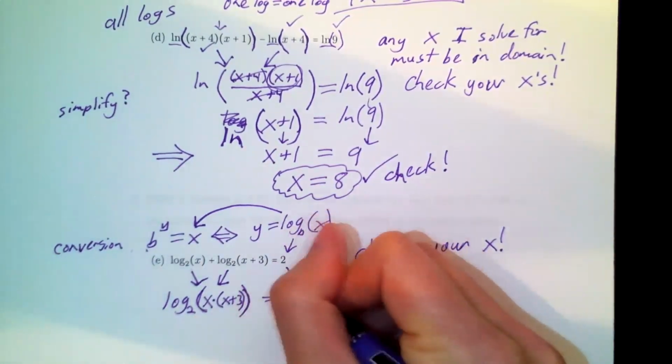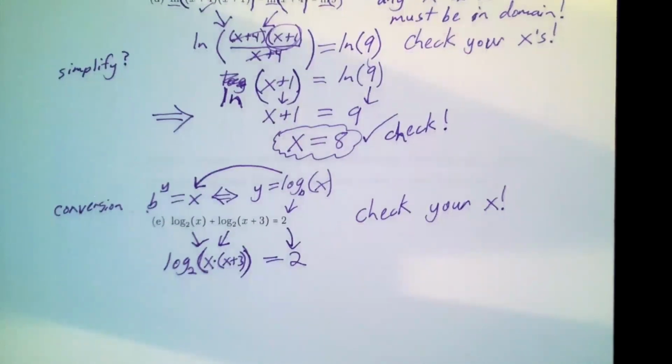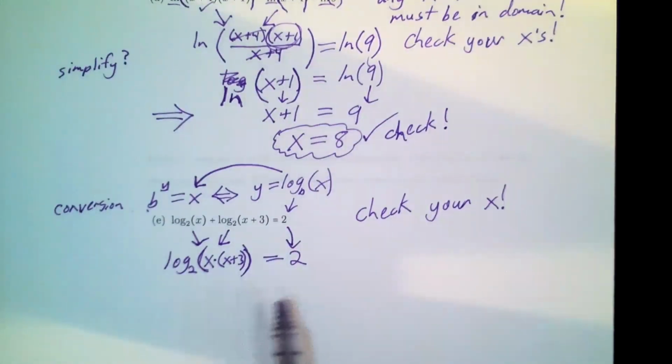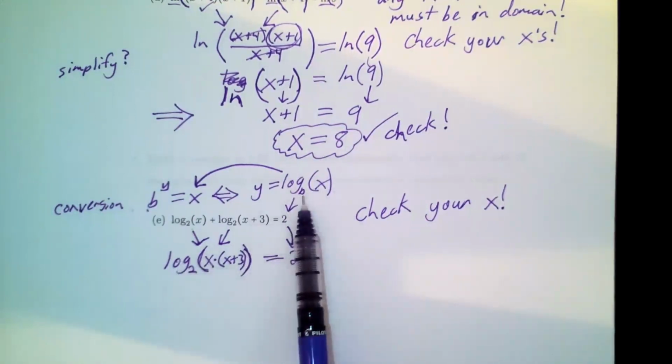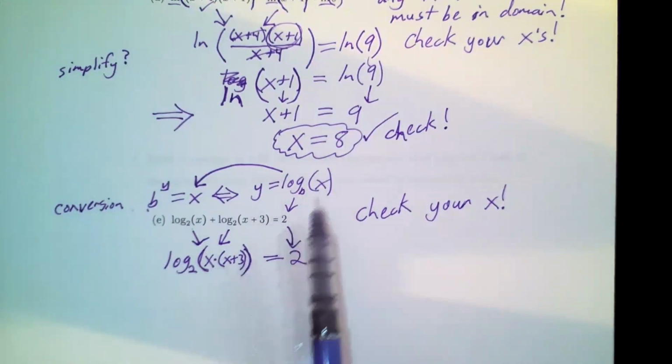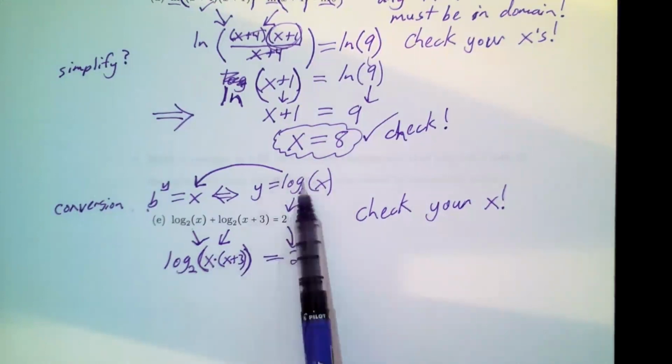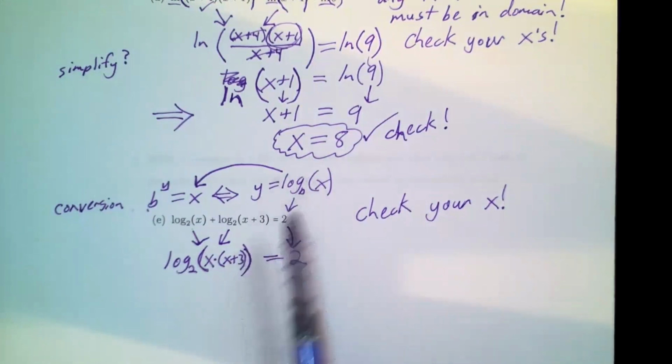And then I have this 2 just hanging out over here. Nothing's changing there. But what I now have is a statement that looks like this. I have a log base b of something equals a number. So I'm right here looking like this.